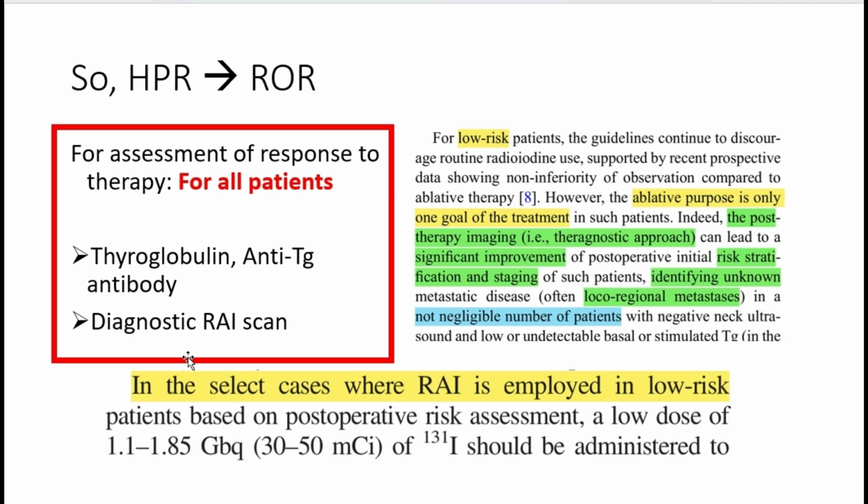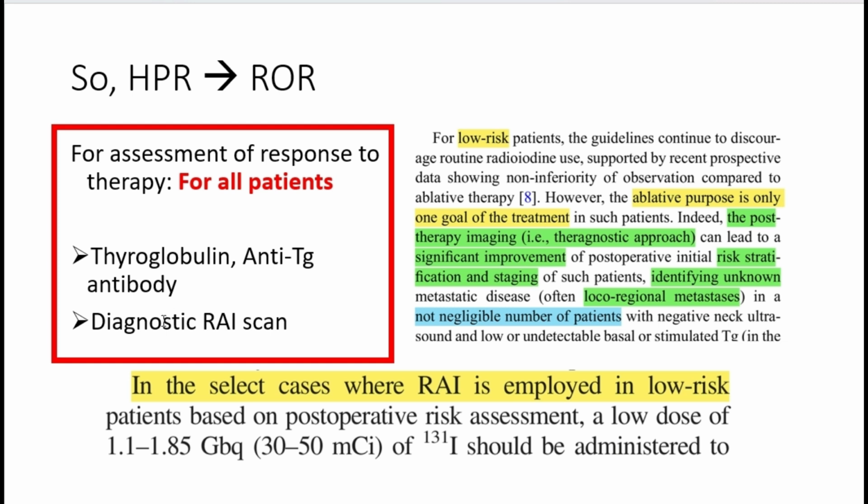So, all patients, even ATA low risk patients, should undergo post operative evaluation of response to therapy. So, the histopathology gives us risk of recurrence. This can be low, low intermediate, or high. All these four categories should undergo the next step: evaluate how effective the surgery has been.